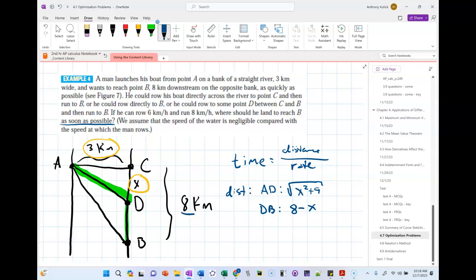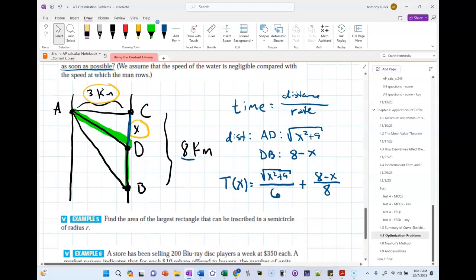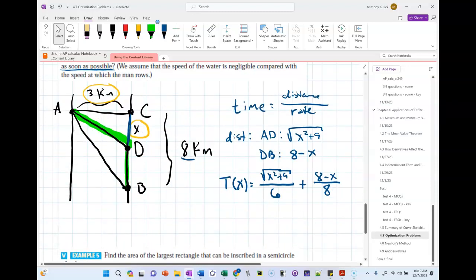Well, the whole total is 8, and that part is X. Sorry, I completely blocked out. So our time function then is going to be the distance in the water, which we can row at 6 kilometers per hour, and then our distance on land, which we can run at 8 kilometers per hour. That's our time function. So far, so good. What's the domain?